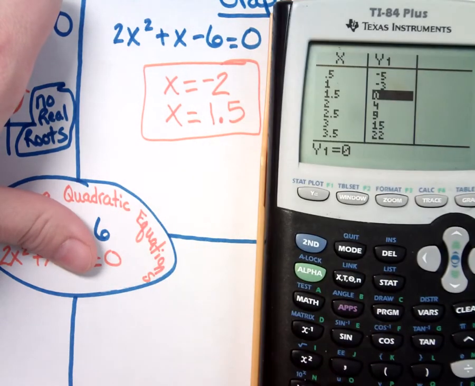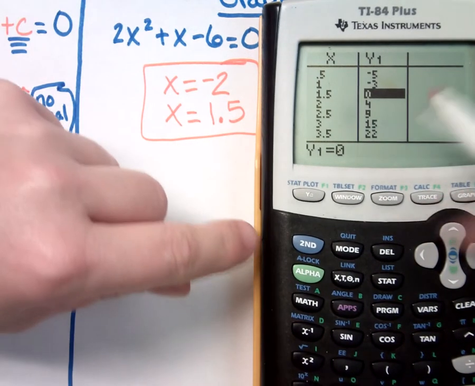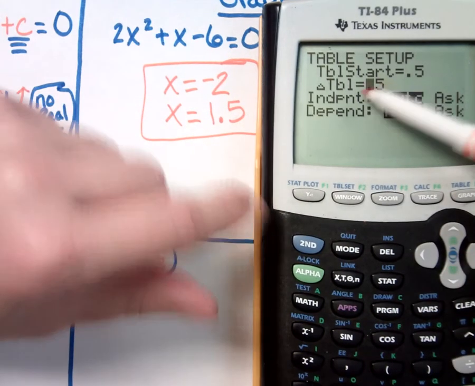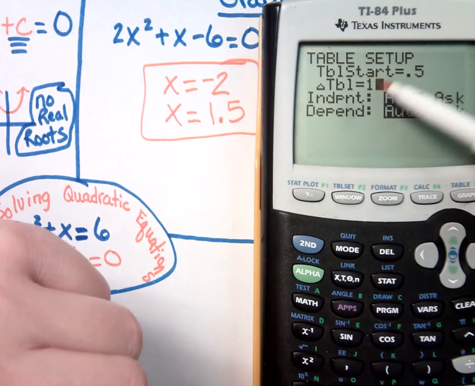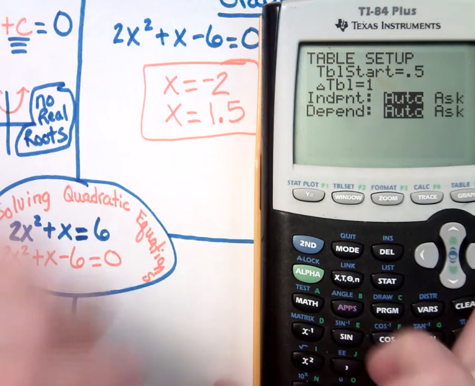Okay, so just to fix that, because most of the time we don't want it by 0.5s, I'm going to go back to Table Set. So I'm going to go Second Window. I'm going to come down here and put that back to a 1. And this means I'm going to go by increments of 1. So now it will be fixed.